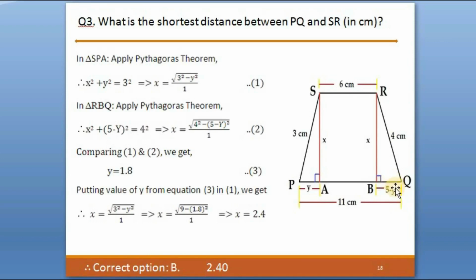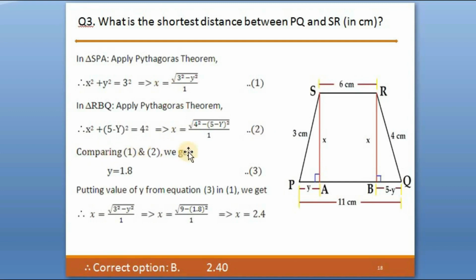So 5 minus y is basically BQ. So x square plus (5 minus y) whole square is equal to 4 square. So again we will get the relation of x as the square root of 4 square minus (5 minus y) square. So this is our second equation. Again, these are two equations which represent the value of x. Now comparing 1 and 2.